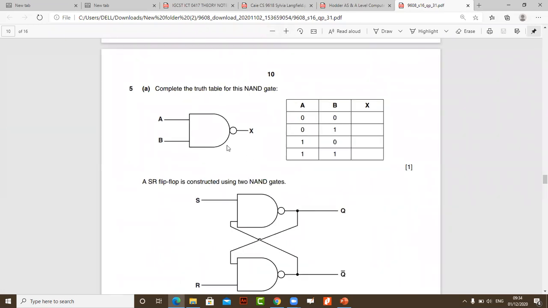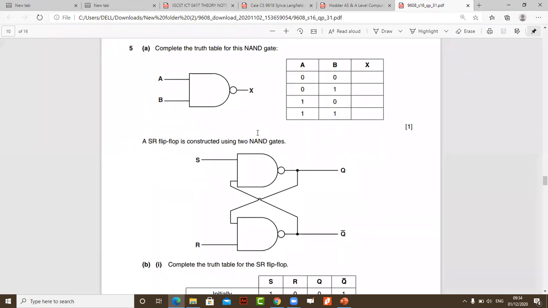Complete the truth table for this NAND gate that you have. Okay, so what will be the output of this? What is the property of the NAND gate, if you can remember? Are you with me? Hello, are you there? Yes, sir. So what will be its output? What is the property of the NAND gate? So when it's 0 0, what happens? Let's recall. Do you remember?